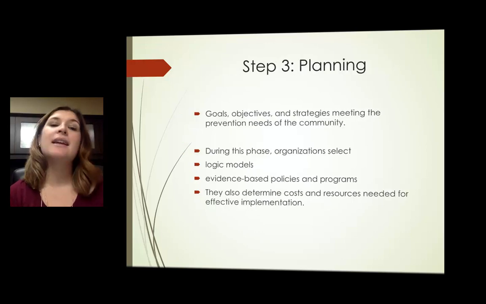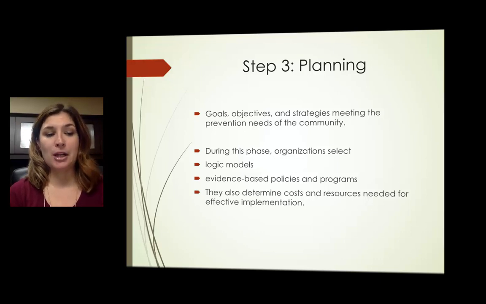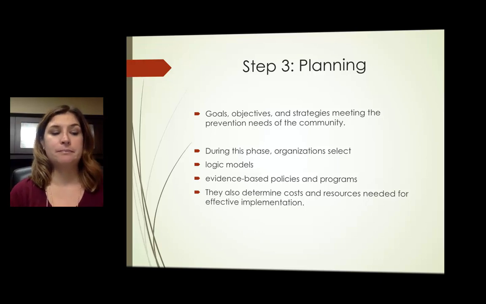Step 3 is the actual planning phase. This phase involves creation of a comprehensive plan that includes goals, objectives, and strategies that are aimed at meeting substance abuse prevention needs within your community. It is why assessing for the needs and problems in your community is the important first part of this phase. During this phase, organizations select logical models and evidence-based policies and programs. They also determine the costs and revenues needed for an effective prevention implementation.